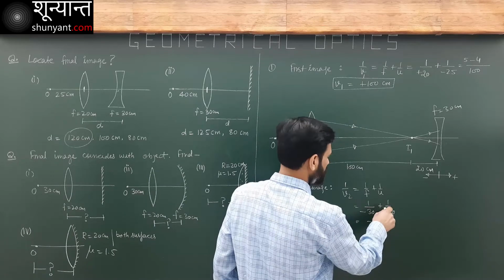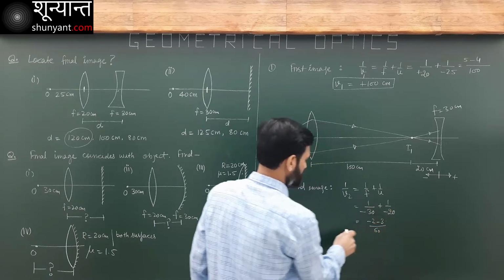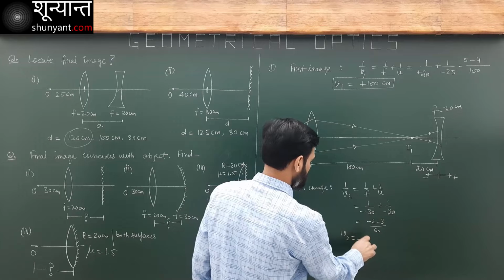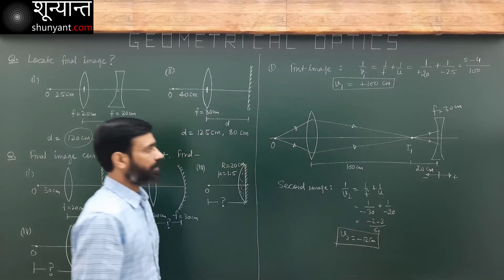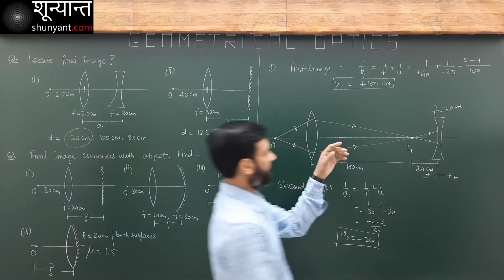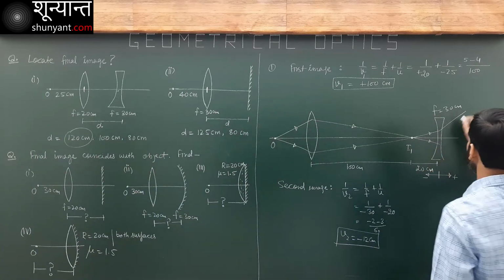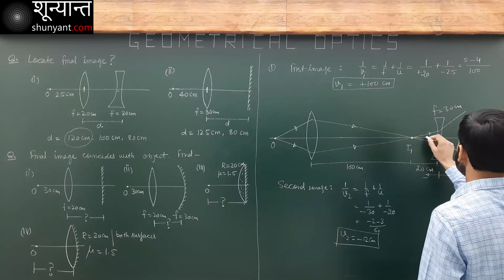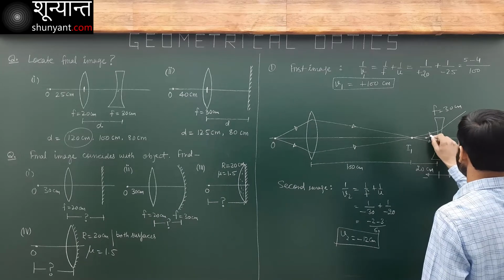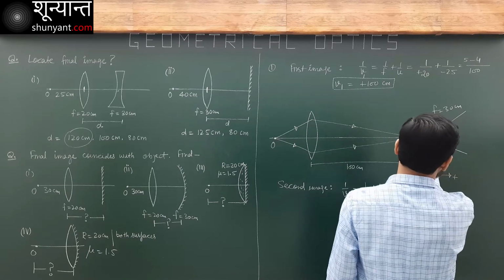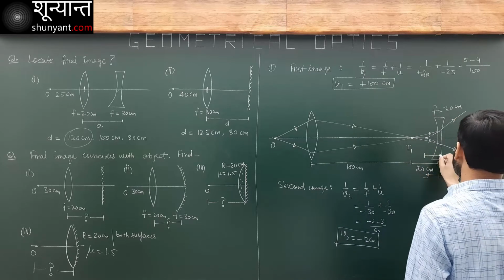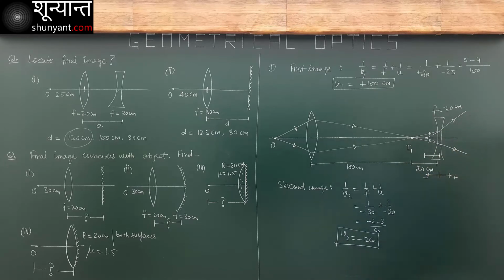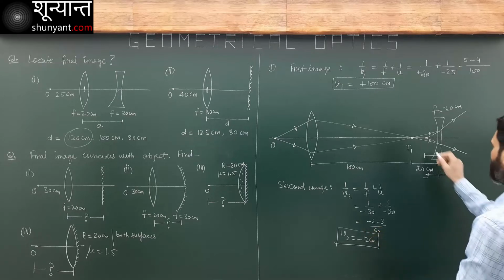So minus 2 and minus 3. V2 is minus 12 centimeter. Minus 12 means the light rays are going to diverge from here, and after they diverge, they appear to be coming from this point here. This is how the light rays are going to diverge. Now this distance from here to here becomes 12 centimeters.